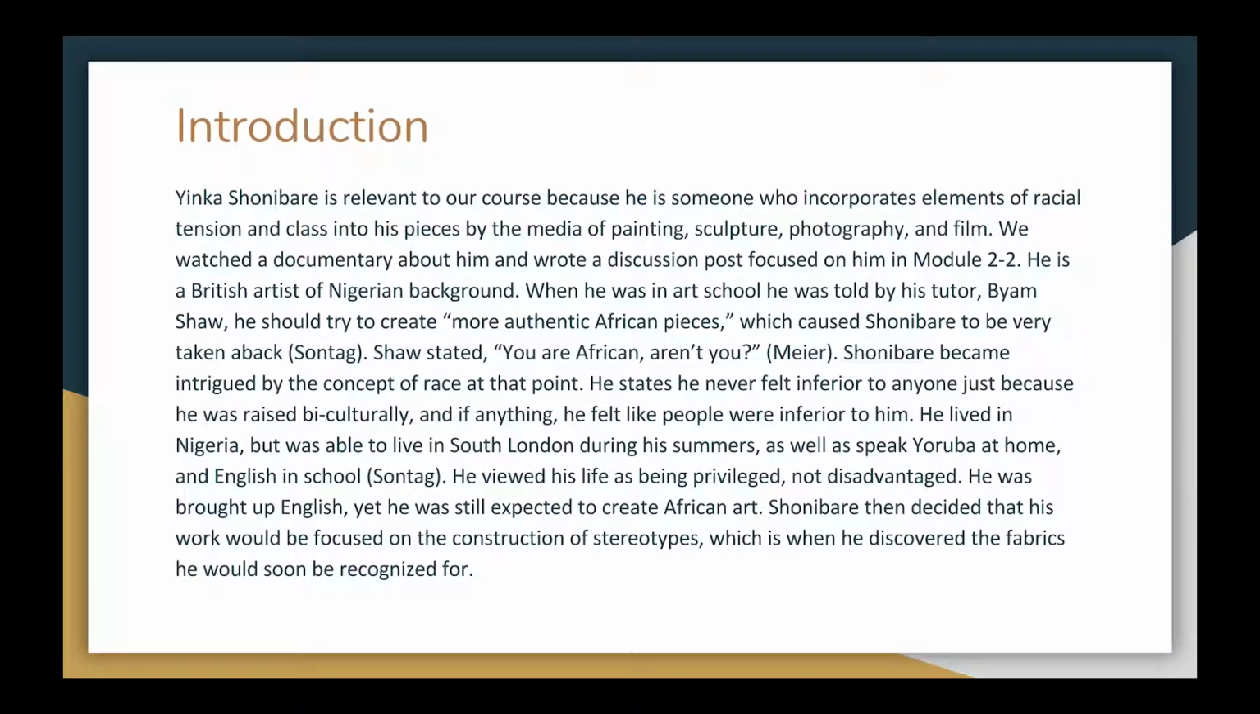The artist we decided to talk about today is Yinka Shonibare, and he is relevant to our course because he is someone who incorporates elements of racial tension and class into his pieces through the media of painting, sculpture, photography, and film. We watched a documentary about him and wrote a discussion post focused on him in Module 2.2. He is a British artist of Nigerian background.